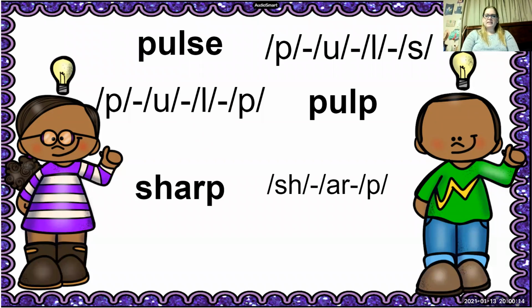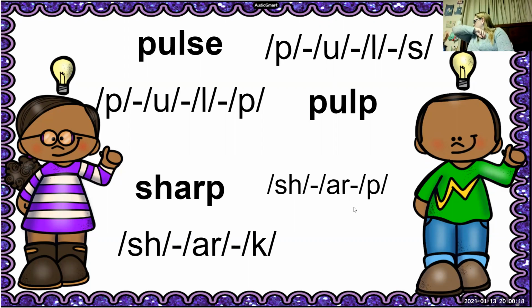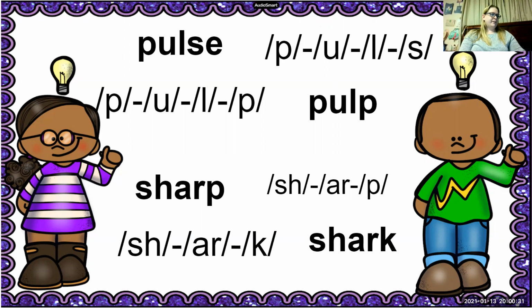Good. We're going to take this final sound, the p sound, and change it to, excuse me, we're going to change it to k. So, what is the new word on the curve? It is shark. Very good.